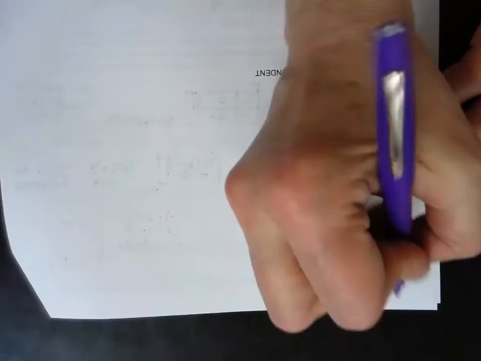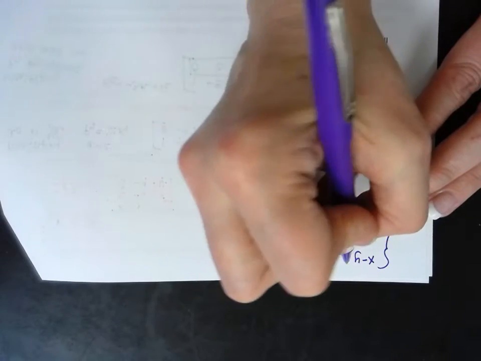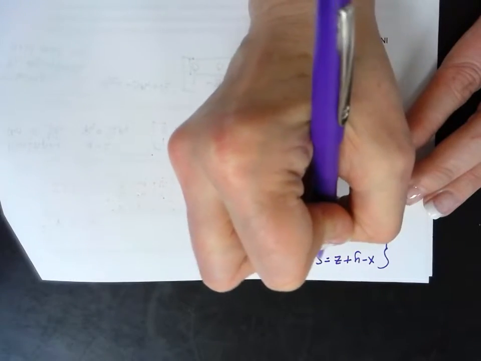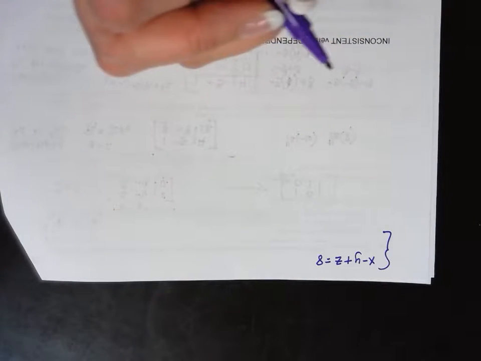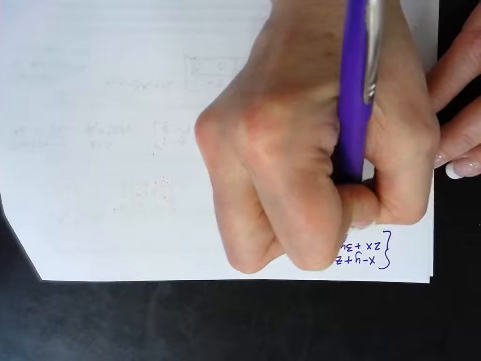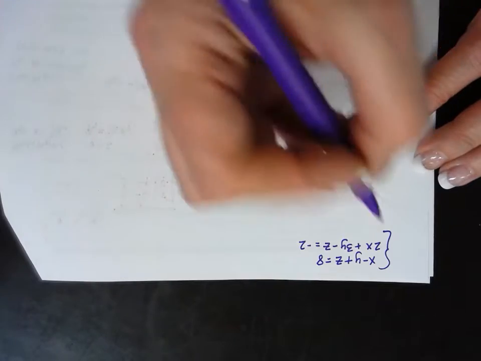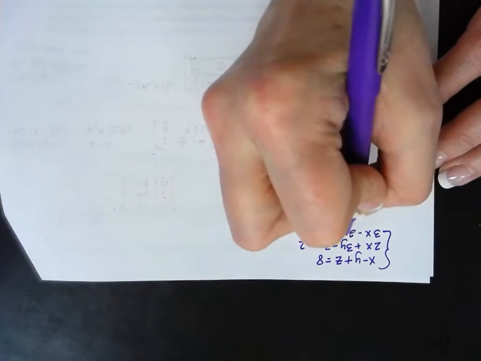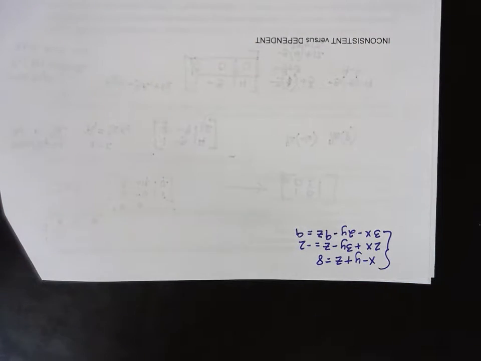All right. Here is my system of equations. I have x minus y plus z is equal to 8. And then I have 2x plus 3y minus z is equal to negative 2. And I have 3x minus 2y minus 9z is equal to 9. Good?